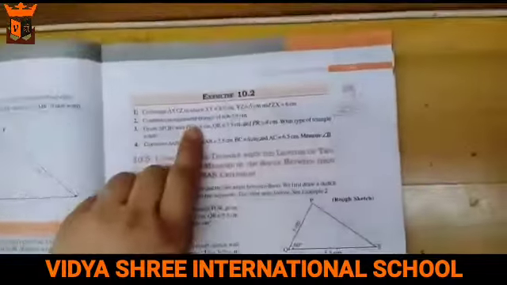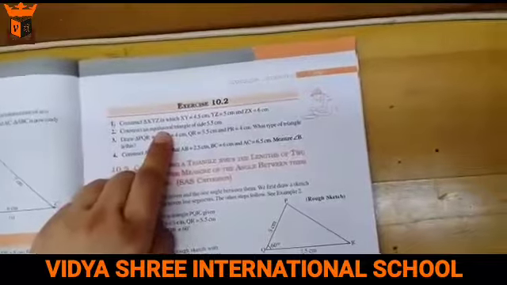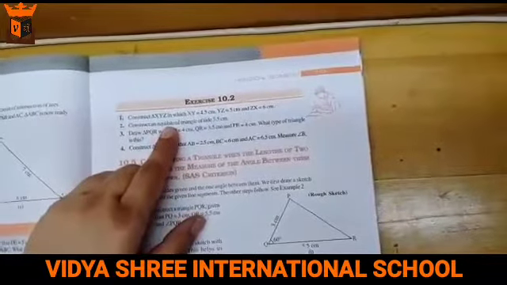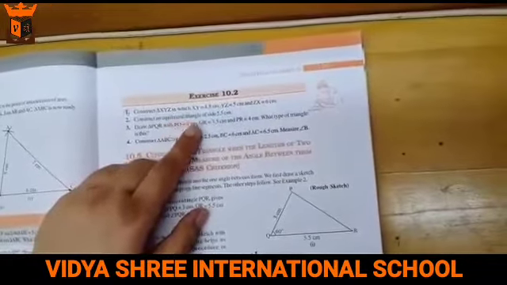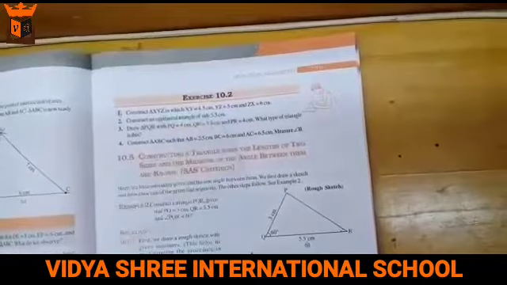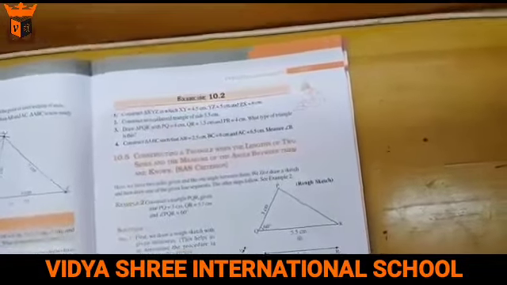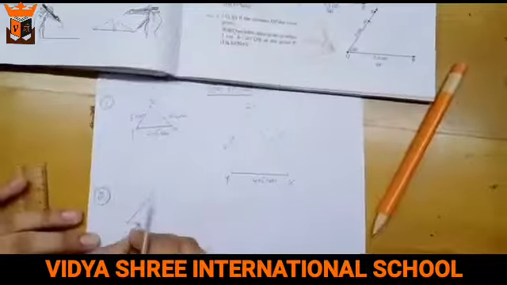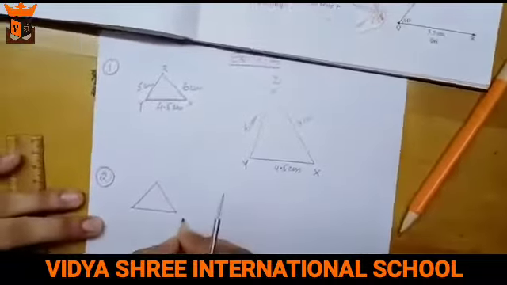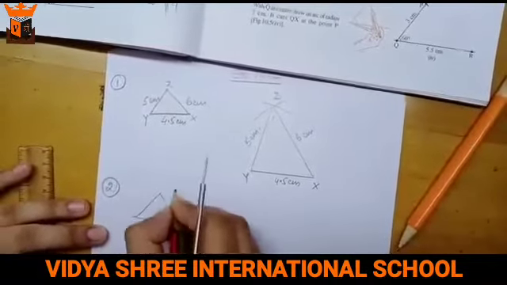Now construct an equilateral triangle. What do you mean by equilateral? Equilateral means in which all the sides are equal. So an equilateral triangle of side 5.5 centimeters. So I will take a triangle. First of all take a rough figure. Again I am taking X, Y, Z.